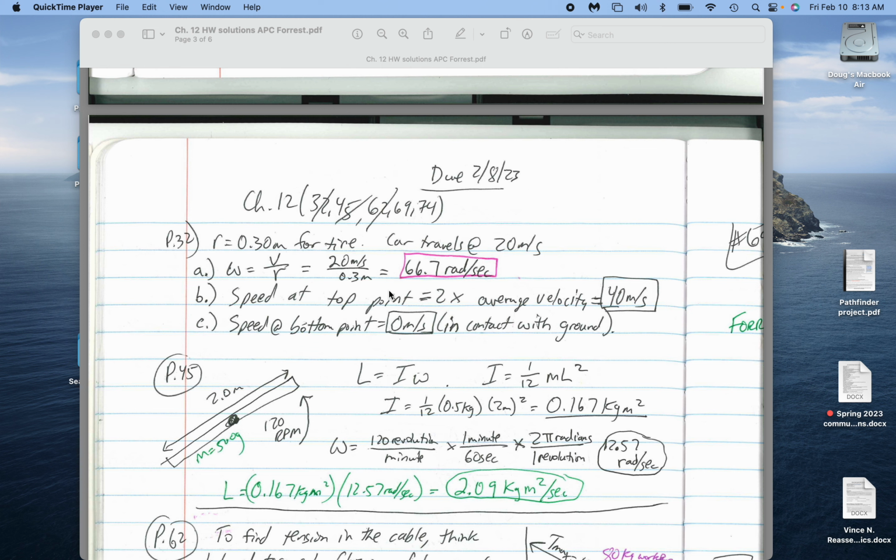For problem 12 or 32, it says a car tire is 60 centimeters in diameter. The car is traveling at a speed of 20 meters per second. What's the angular velocity? That's just relating linear and angular. We've done that before, but you got to keep it in your brain. Yeah, meters per second divided by meters gives us per second. So then the speed at the top of this point would equal twice the average velocity, that's 40 meters per second. The speed at the bottom would equal 0 meters per second because it's in contact with the ground. So that had come up in our discussion.